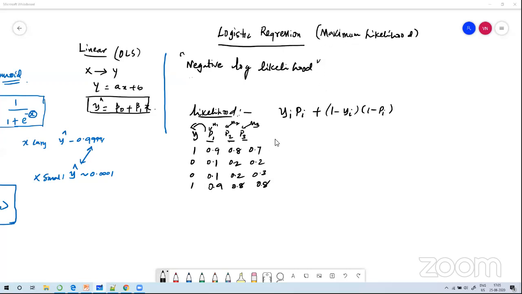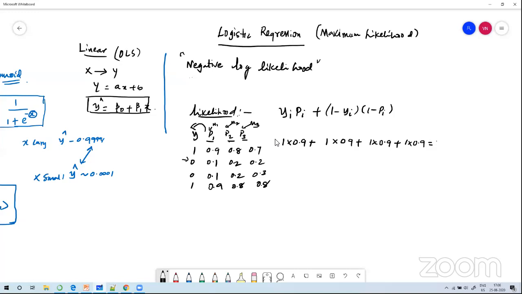Let's compute it for all of these. For the first observation, yi is 1 and pi is 0.9. 1 minus yi will become 0, so 0 into anything will become 0. I will not write it. For the second observation, yi is 0, so 0 into anything would be 0. 1 minus yi would be 1, and 1 minus pi, where pi is 0.1, is 0.9. So for the next observation also it is 1 into 0.9, plus the next one is also 0.9.